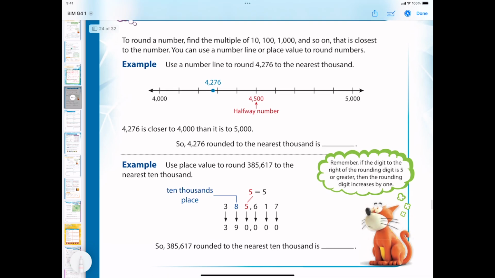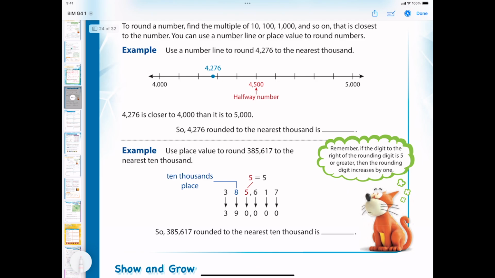Okay, all right. To round a number, find the multiple of 10, 100, 1,000, and so on that is closest to the number. You can use a number line or place value to round numbers. If you learned from me last year, I used to say number line. Sometimes it confuses me, but if it works for you, it's fine. It's always good to know how to use number lines or any place value, any strategies. It's always good to explore.